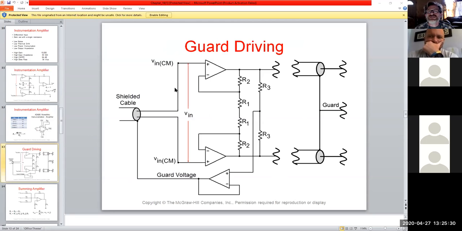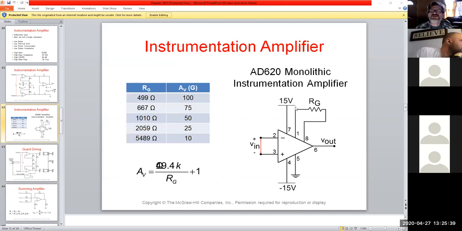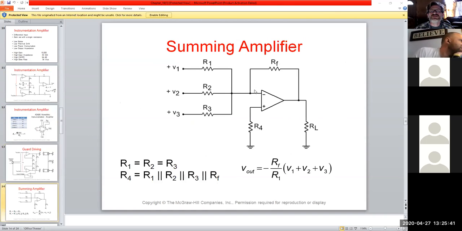I don't know if we'll actually be doing a lab on this particular one. Maybe, I don't know. I doubt it. I would be more interested in the instrumentation amplifier, and then this guy here. This one's another one if you do audio amplification and stuff like that.